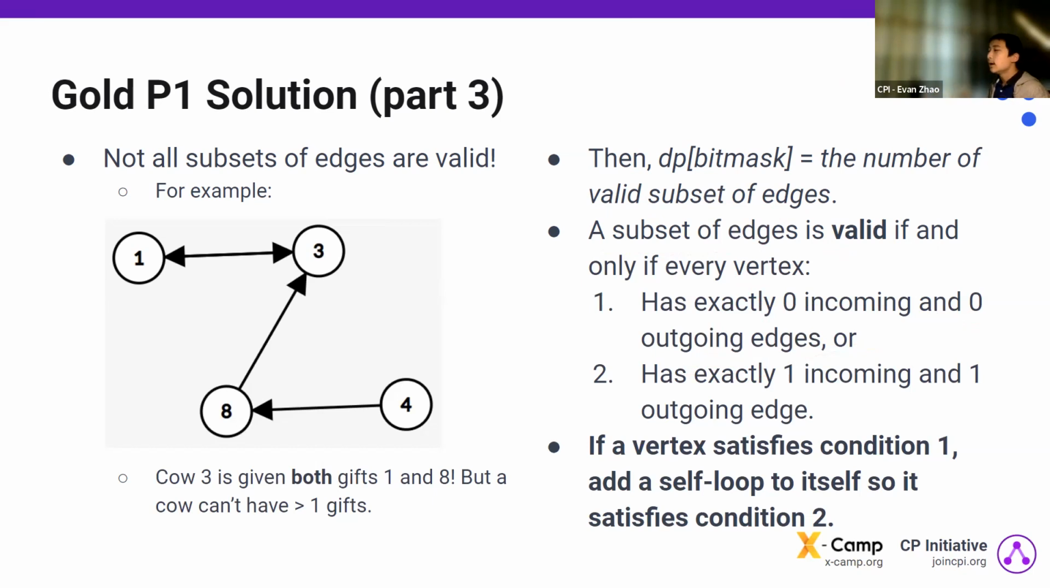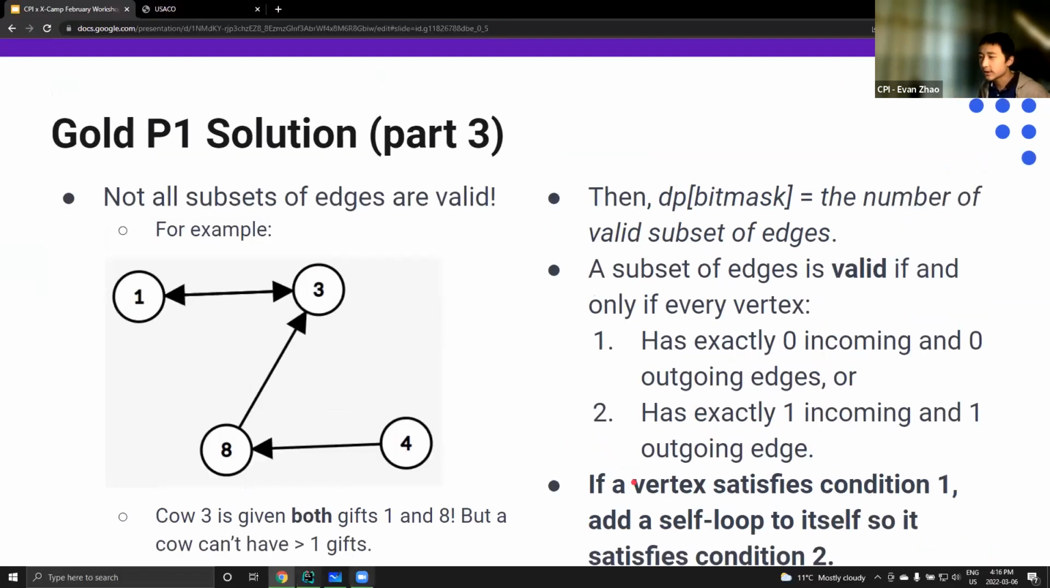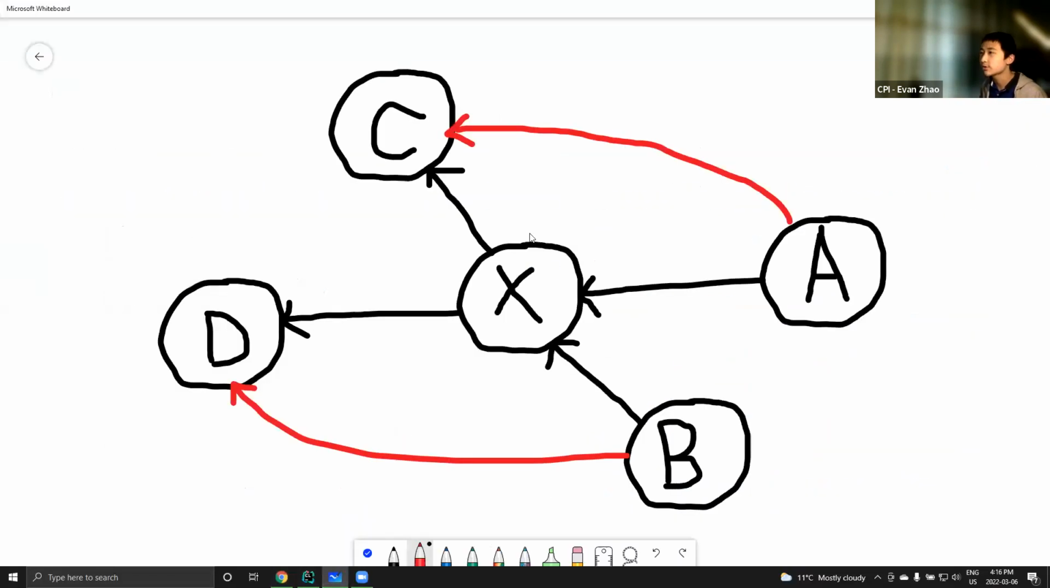Now you might ask, why can't we have, for example, a cow having exactly 2 incoming and exactly 2 outgoing edges? Well, you could, but if we do, we can always represent it with exactly 1 incoming, 1 outgoing edge in the end. So I drew something here in the whiteboard that will help you visualize this.